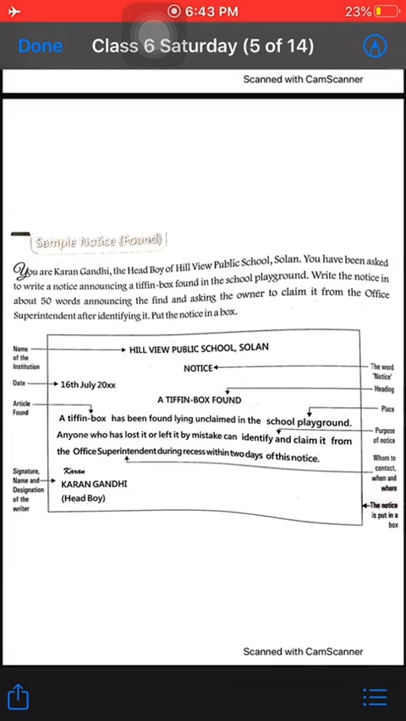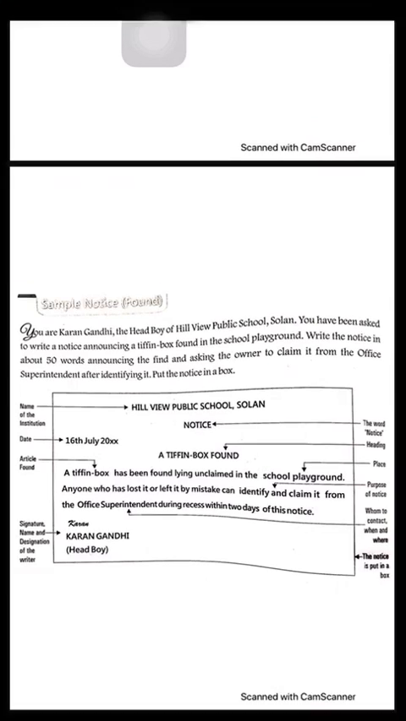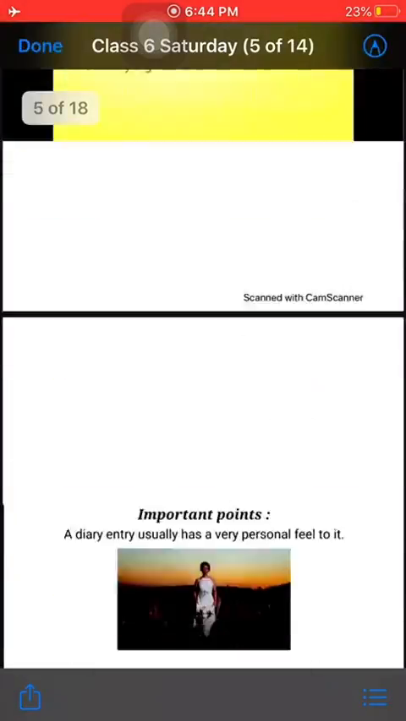Now here, instead of lost, found is there. So what is found? A tiffin box has been found, where it is lying unclaimed in the school playground. Anyone who has lost it or left it by mistake can identify and claim it from the office superintendent when he could come during recess. How many days are there? Within 2 days of this notice. Fine. So at end, the head boy has signed in the running hand. Then in the bold letters, he had written the name and the designation head boy. So this is how you have to put up the notice.